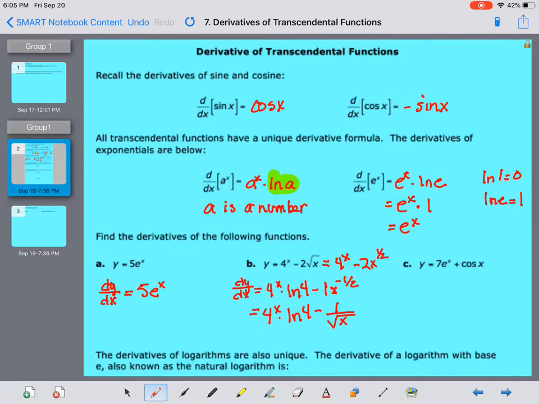We can move on. The last one right here, if we take the derivative, bringing down the 7, and the derivative of e to the x gives us e to the x.